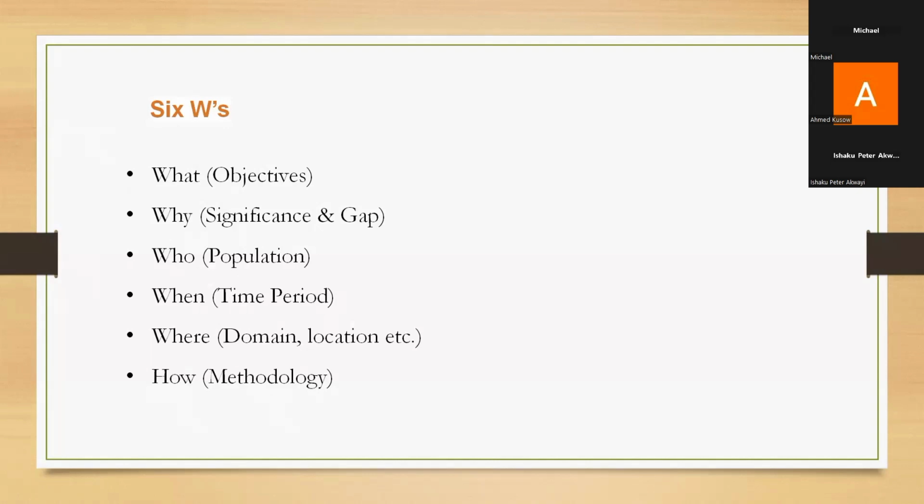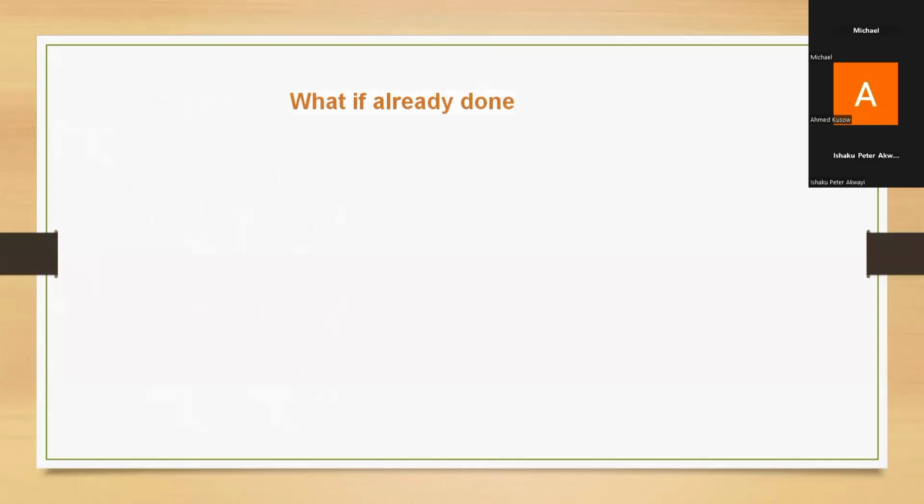So what is your domain? Or some people say this is about the geographical location. Some people add a specific geographical location to conduct their systematic literature review. And the last, which I already said, is not W, it's H, how. So it is about the methodology. What kind of methodology are you using to conduct your systematic literature review?